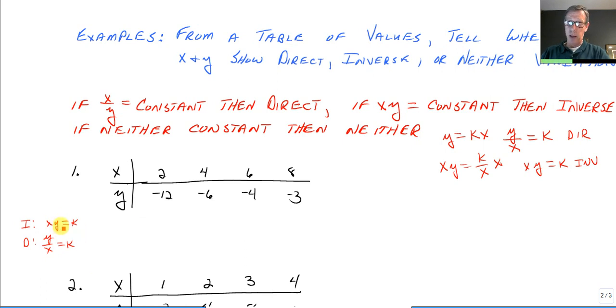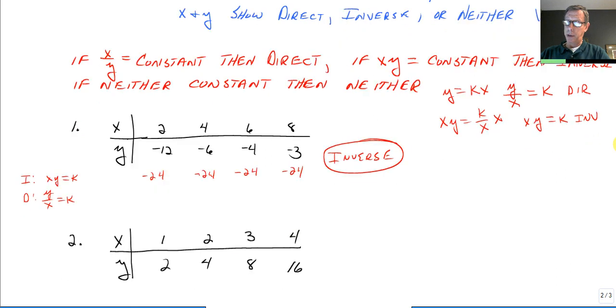Let's take y times x. That would be 2 times a negative 12. That would be a negative 24 for that one. This one would be 4 times negative 6. That's a negative 24. 6 times a negative 4. That's a negative 24. 8 times negative 3. That's a negative 24. So we could see that when we took x and y and multiplied them, we did get a constant. Well, that would be indicative of inverse variation, so this table is actually inverse.